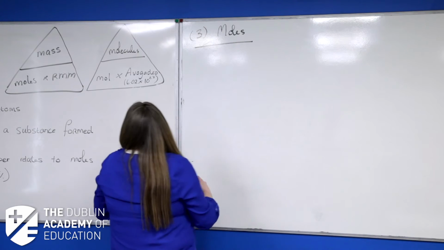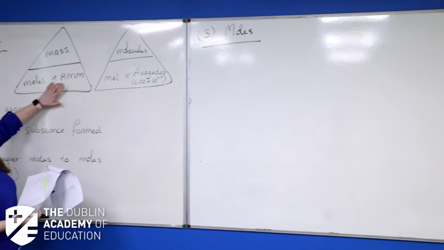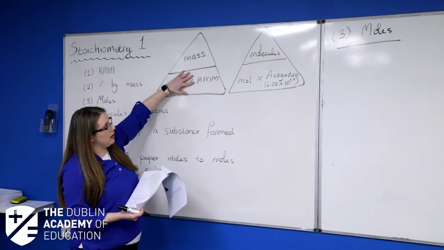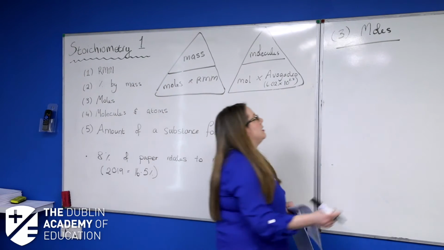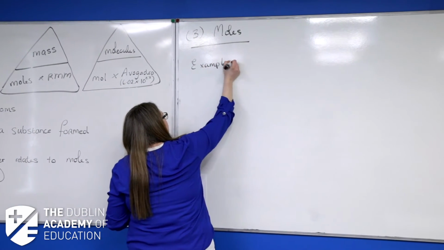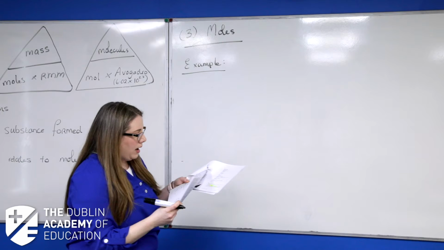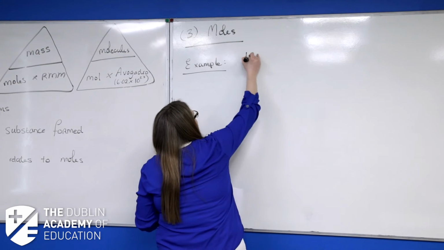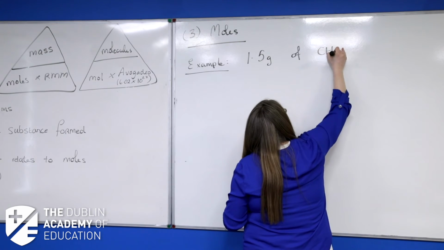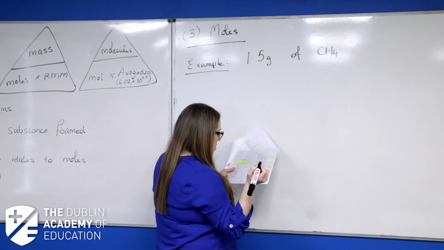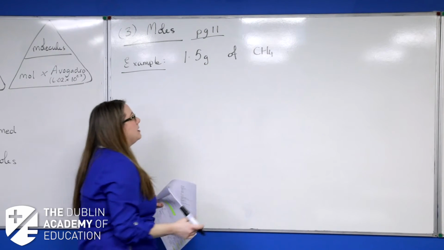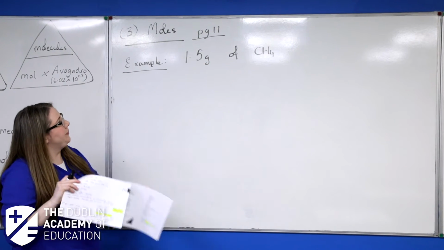Okay. Now, we're going to use this triangle here. So if I want to work out moles, it's the mass divided by the RMM. So example. I want to find out how many moles there are in 1.5 grams of methane, which is CH4. Now I'm doing question 1 on page 11. The worked example is on the previous page, but I prefer doing this one here.